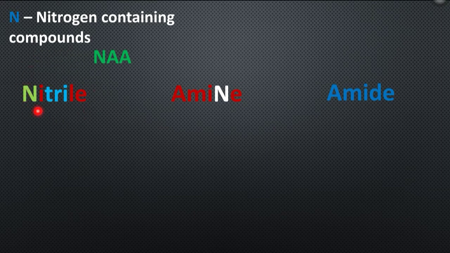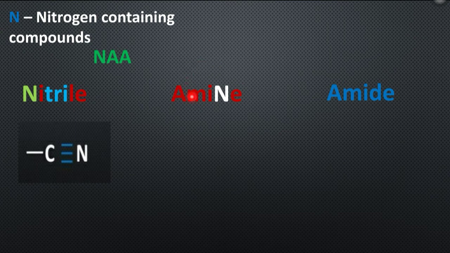Now nitrile, as you can see, I've highlighted some letters. N simply means that there's nitrogen in there, obviously. And I have TRI, tri. Tri means 3. So the strategy is this. Nitrogen triple bonded to a carbon atom. So nitrogen triple bonded to a carbon atom becomes nitrile. Very simple. For amine, you can see the N component, obviously meaning that there's a nitrogen in there.